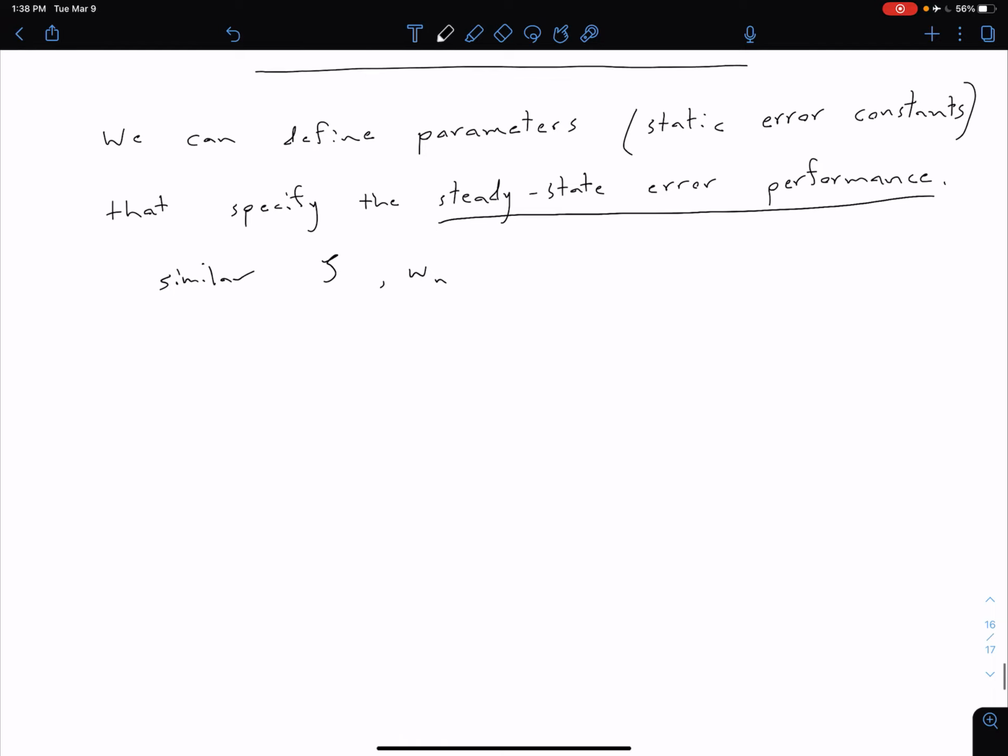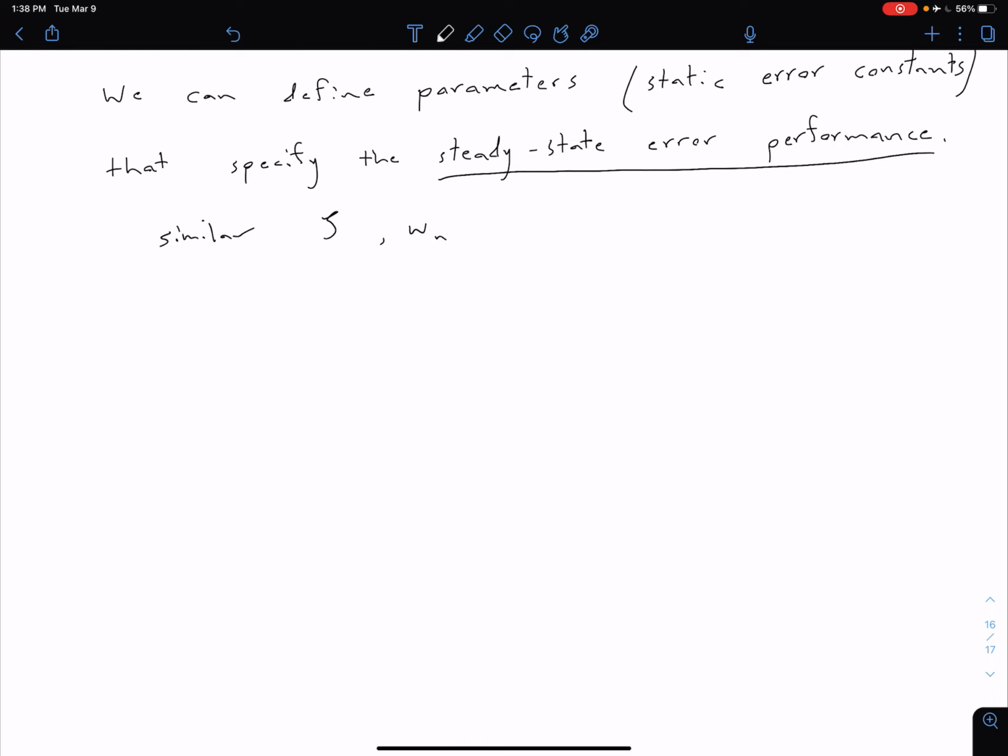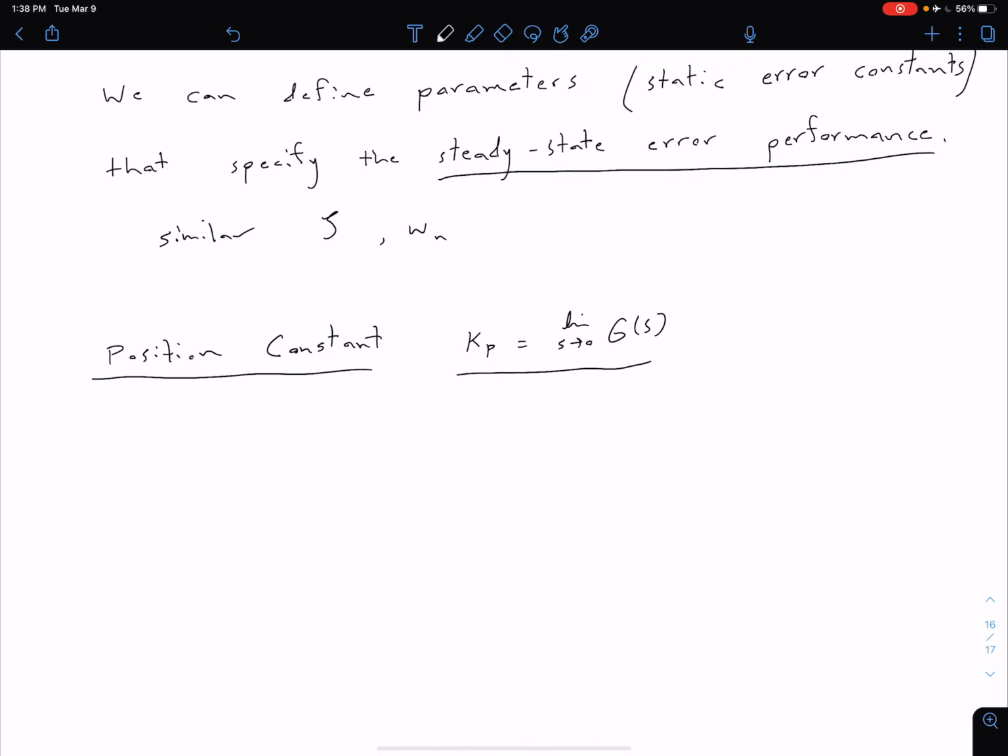And so what we're going to do is define three different static error constants. The first is our position constant. Our position constant is going to be Kp, and it's equal to the limit as s goes to 0 of G of s. That should look very familiar, because that was part of our equation when we looked at step inputs to our unity feedback system.